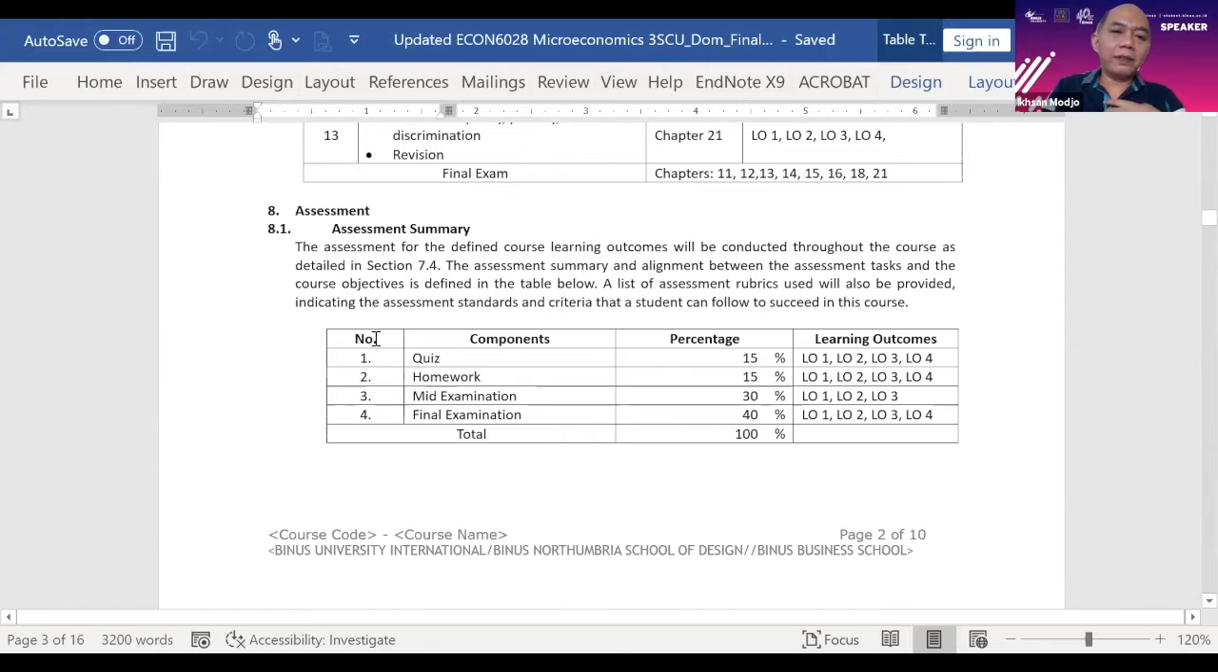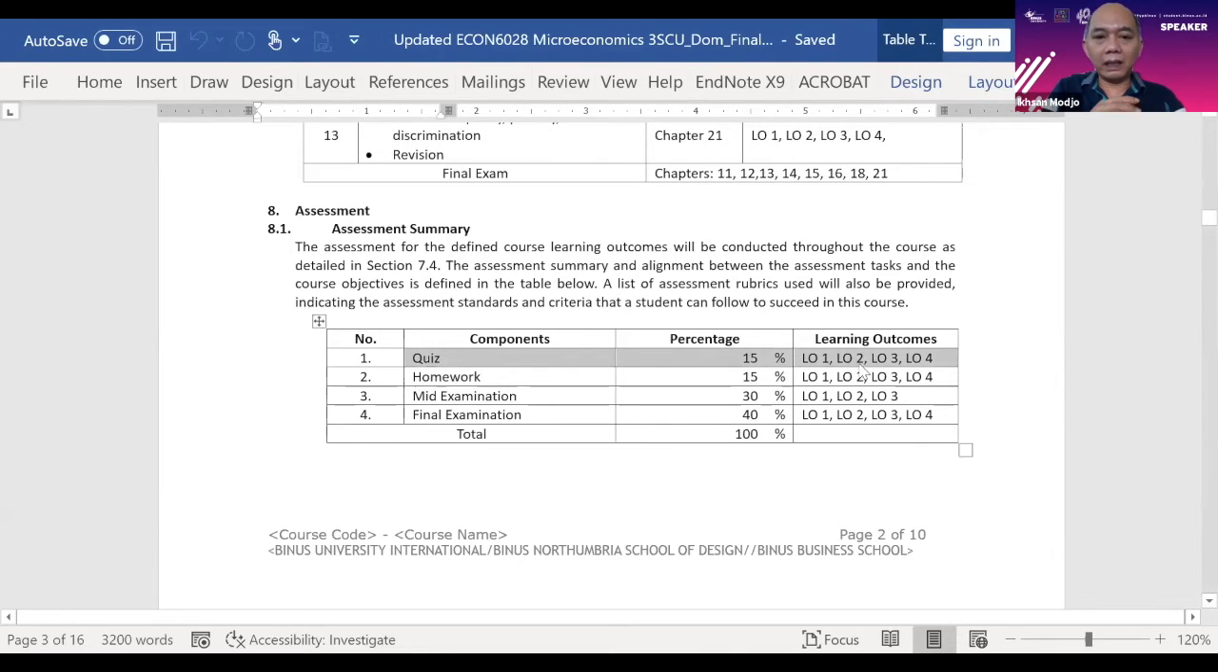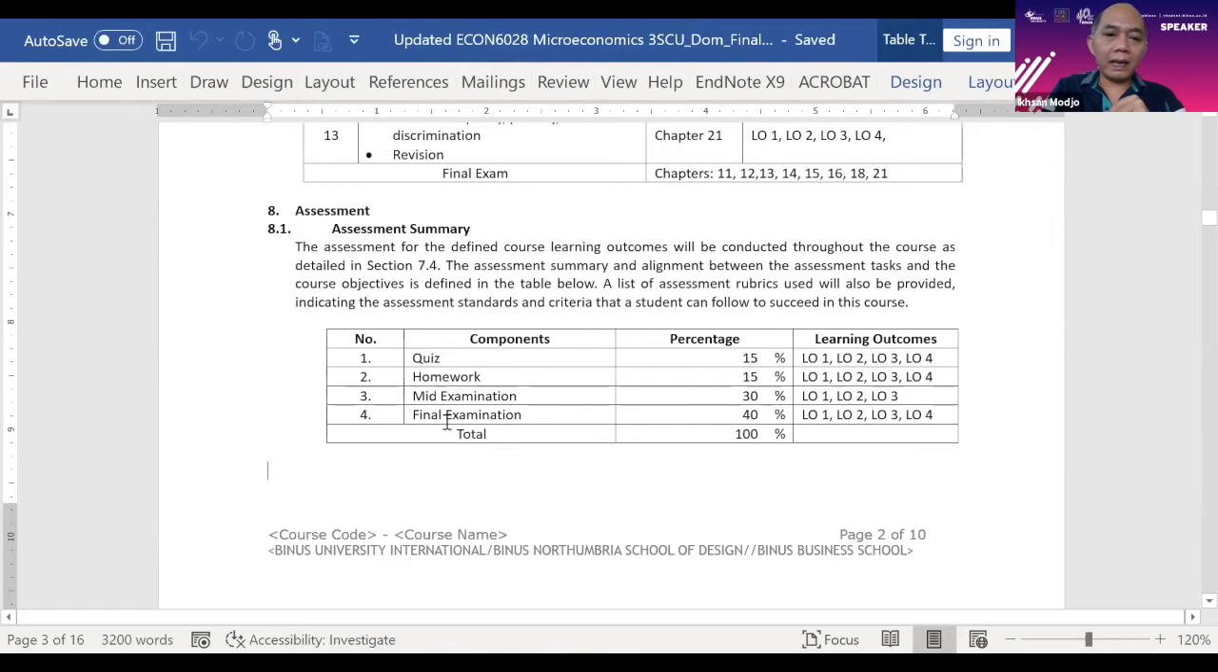every course will have different assessment methods or assessment summary. But what I can tell you now is that this is very standard in my courses, in any of the economic courses that we are offering; finance is a bit different. The components of assessment are standard: mid-exam and final exam. But the other two, as you can see here, are first the quiz, which I'm going to give 4 times every semester, and homework.